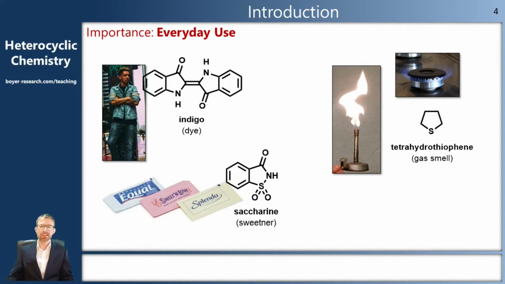In our homes, heterocycles make up dyes such as indigo, which is the most important dye for denim. We can add them to our foods in things like saccharin, which is an artificial sweetener, and they come out of the gas. They're added to the gas to make it smell, so we can detect it in case there's an emergency.